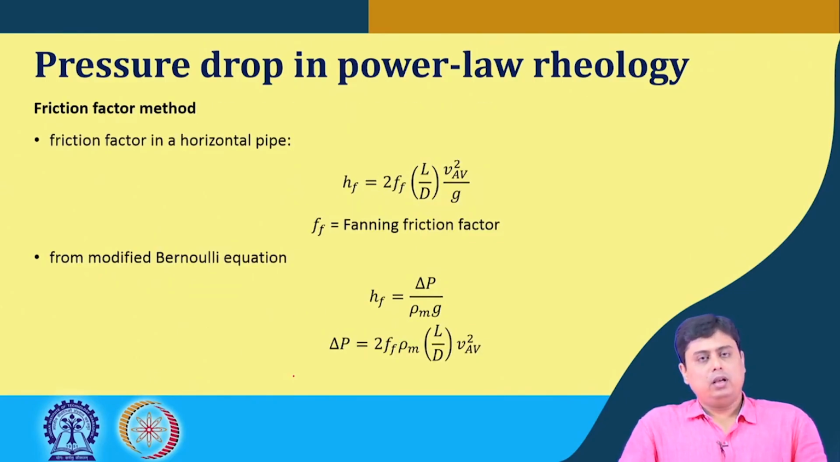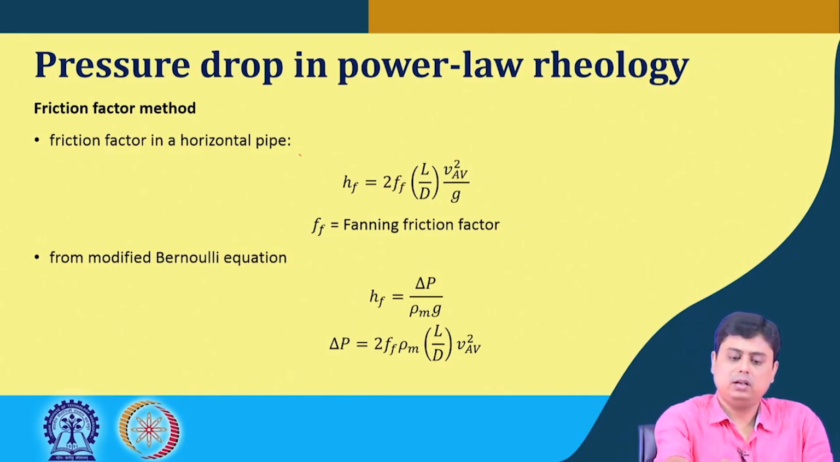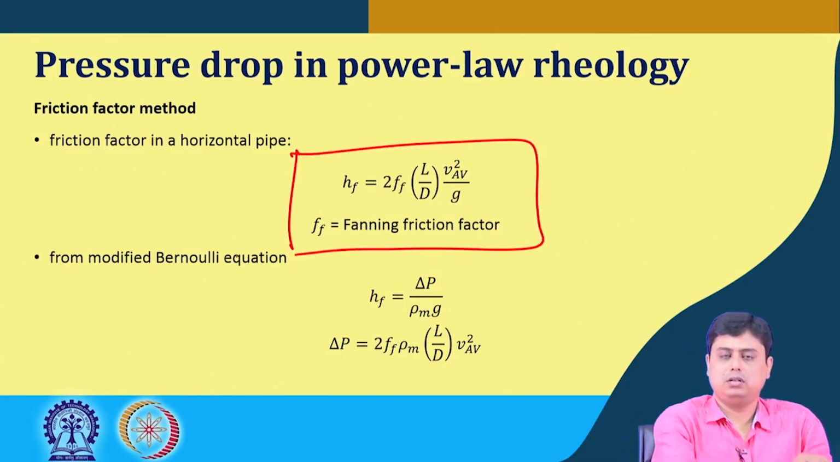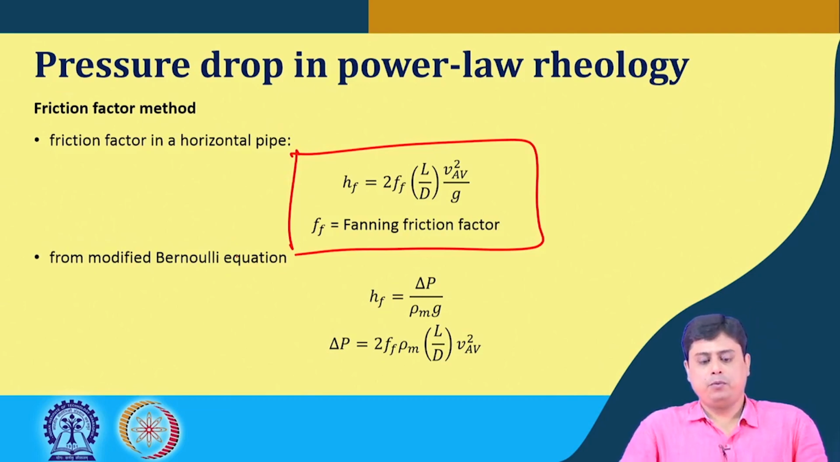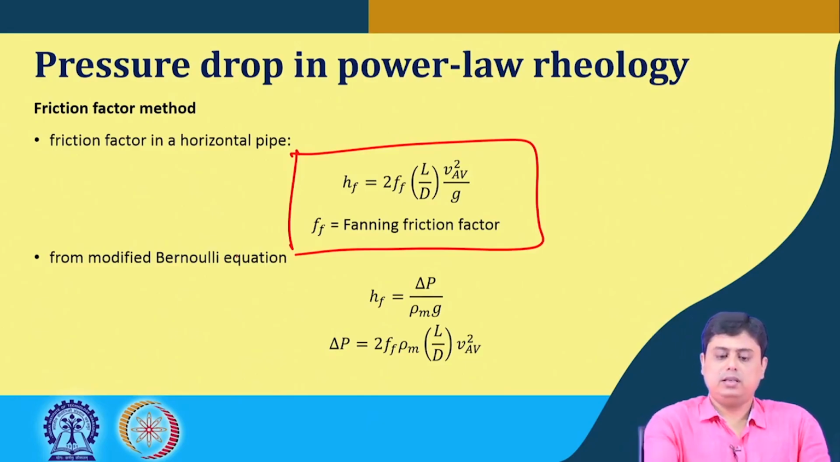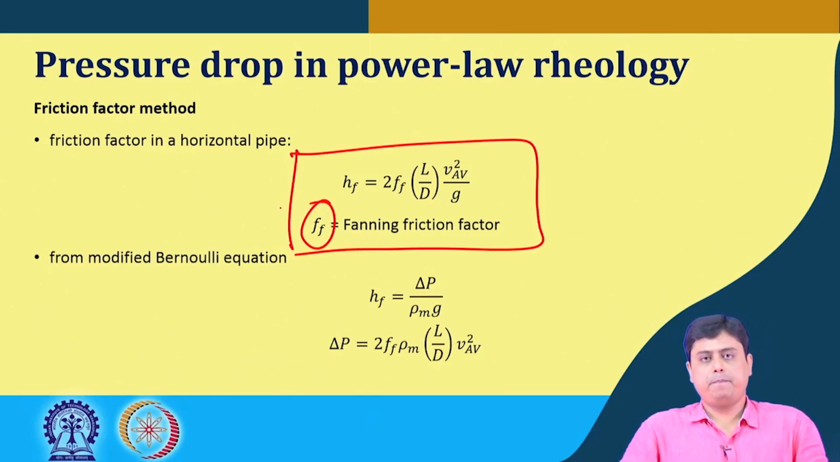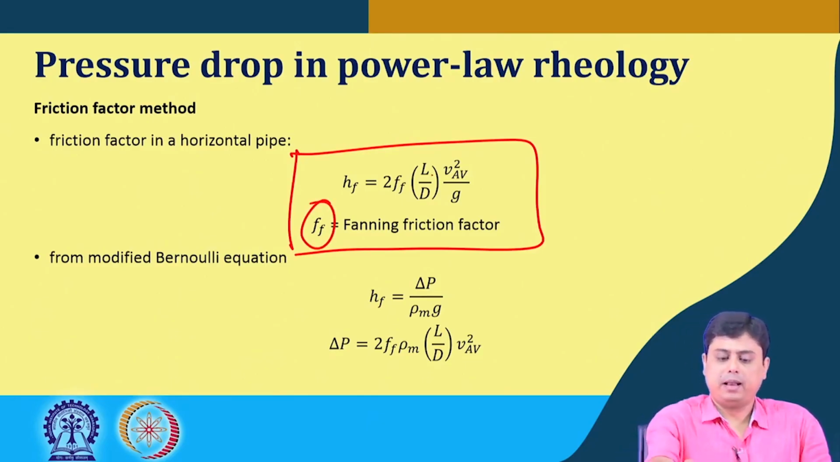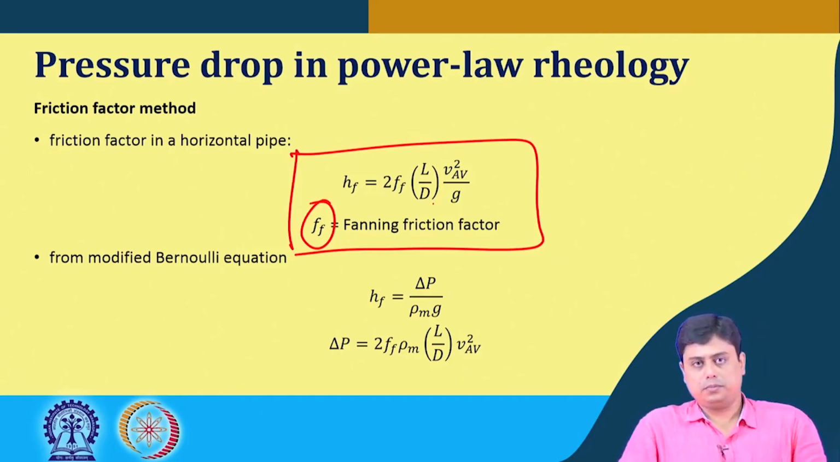The other way to estimate the pressure drop is by the friction factor method. Now, for the friction factor in a horizontal pipe, we have also seen this expression in fluid dynamics, where HF is the head loss, the frictional head loss. This is the Fanning friction factor. The other parameters are well known to us.